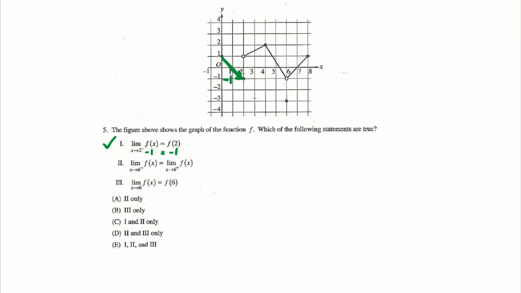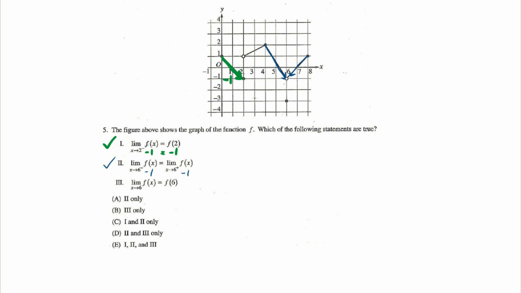The limit as x approaches 6 from the left, so right there, that is approaching -1 as well, is equal to the limit as it approaches 6 from the right. Hey, they are both approaching the same y value. It doesn't matter that the function is not in fact defined there because of the open circle, but the limit does in fact equal -1 from both sides.